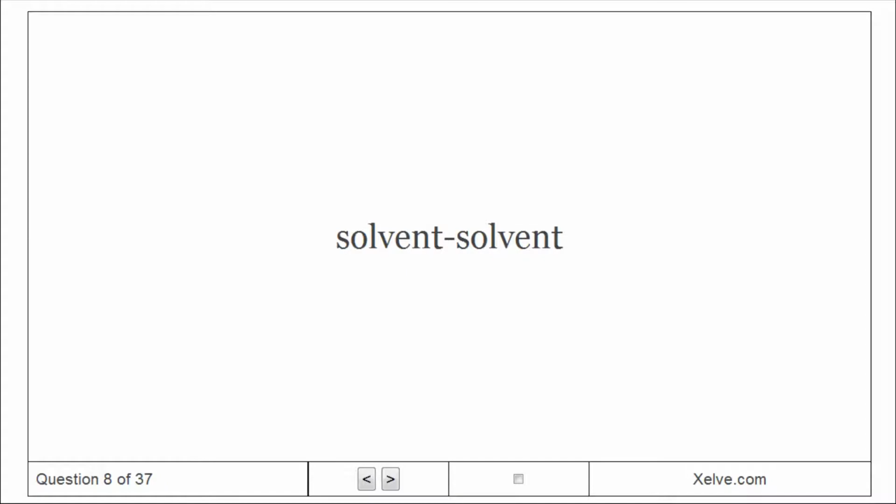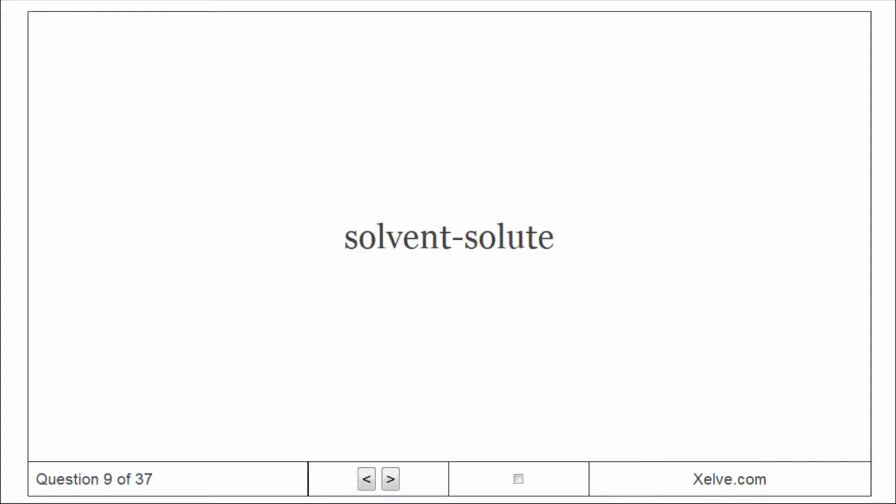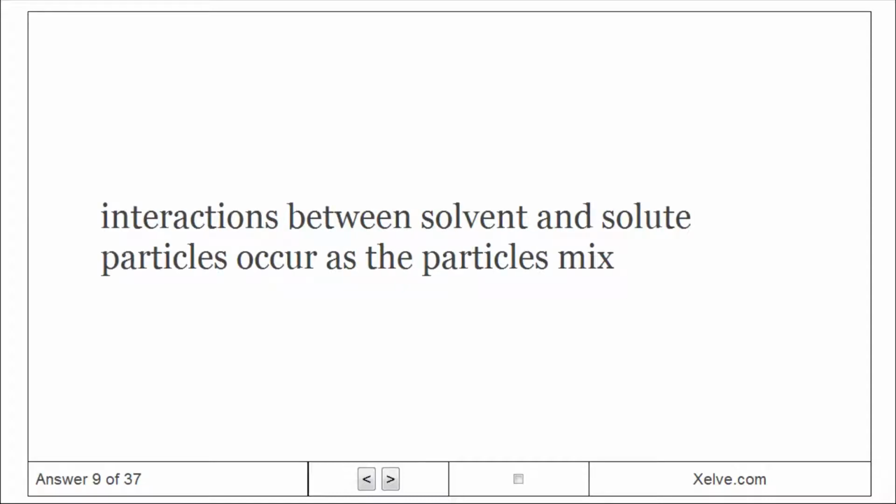Solvent-solvent: interactions between solvent particles must be overcome to make room for the solute particles in the solvent. Solvent-solute: interactions between solvent and solute particles occur as the particles mix.